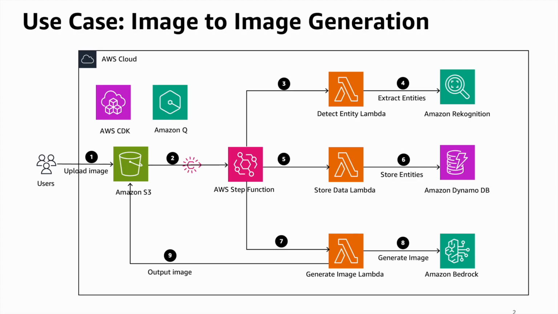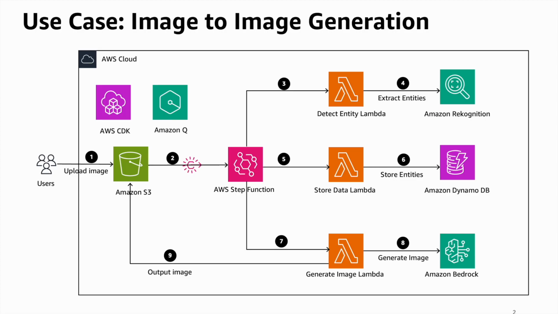Once the image is uploaded, a step function will be called, and that step function will be responsible for performing different actions. The very first action it will take is to detect all the entities from the original image, and it will use Amazon Rekognition to extract all the entity details from the image. Next, it will store all the entity details into Amazon DynamoDB, which is an AWS managed database service. And at the last step, another Lambda will be called, and this Lambda will call Amazon Bedrock, which is a generative AI service from AWS.